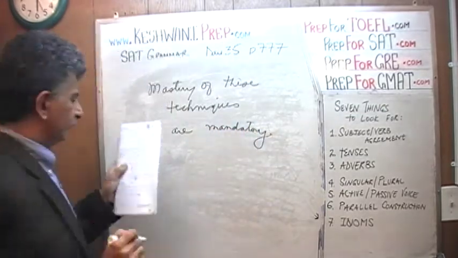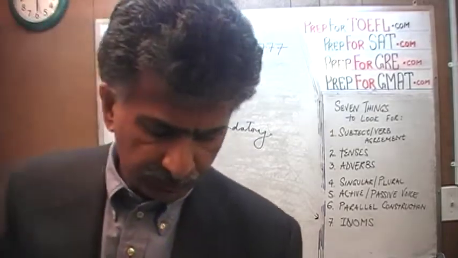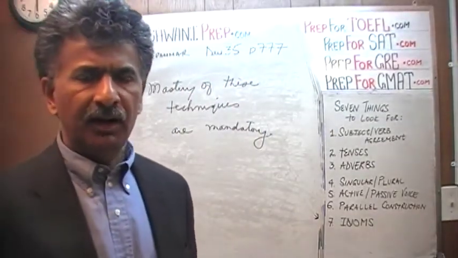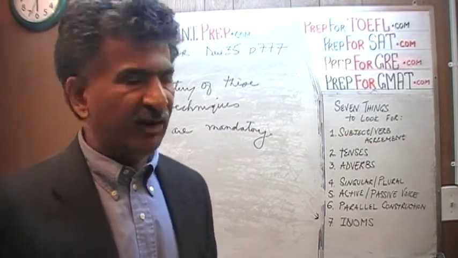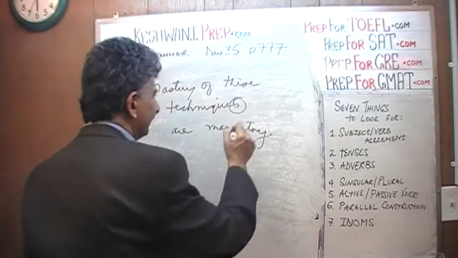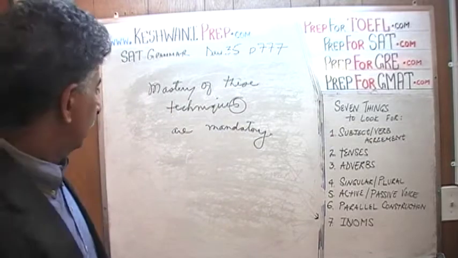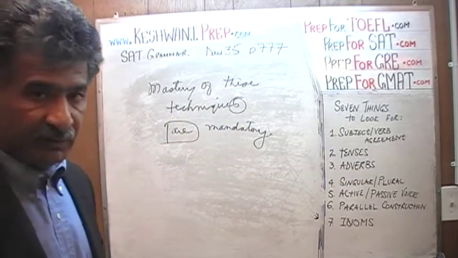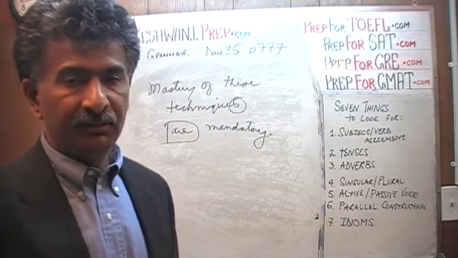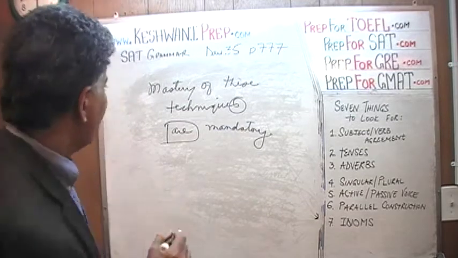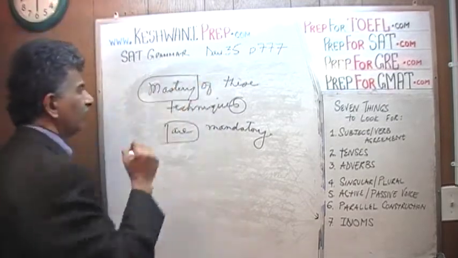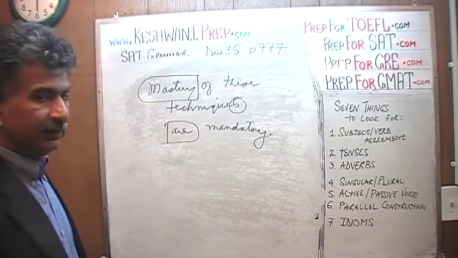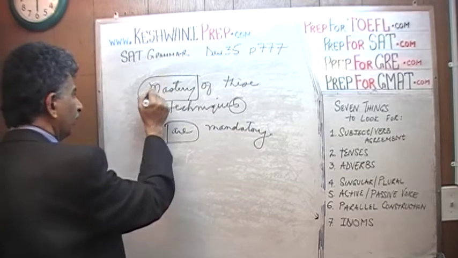Let's look at this sentence. Mastery of these techniques are mandatory. They're trying to pull a fast one because of the fact that their techniques here is plural. Most people forget what the subject of the sentence is. Subject of this sentence is not the techniques. The subject of the sentence is the mastery. Mastery of whatever it is. Mastery of these techniques. Mastery is singular.